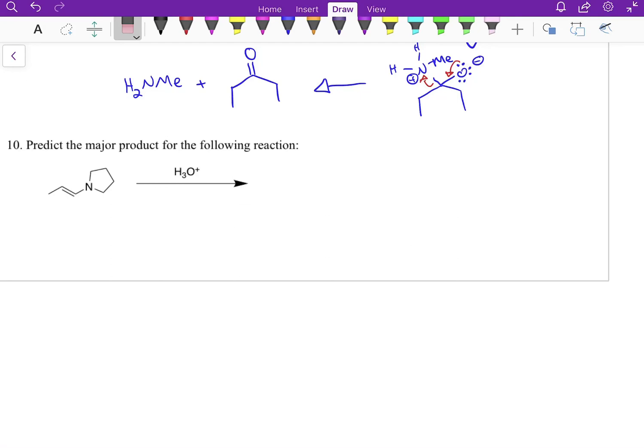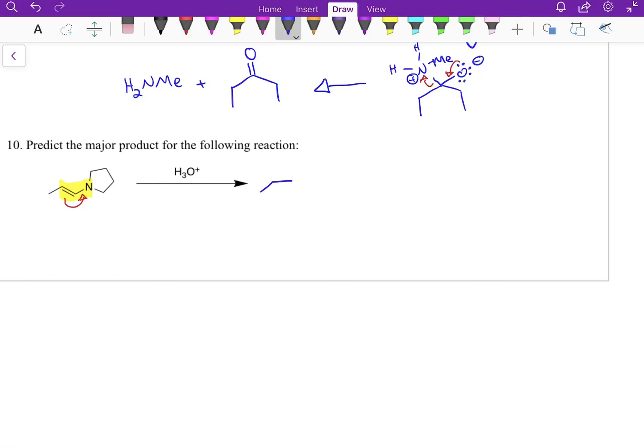So we're going to predict the major product for the following reaction. So if we look at the double bond and the location of it, we see that it's not directly attached to the nitrogen, meaning that this is an enamine. And if we think about how the original starting material for an enamine is, we know that the double bond actually moves. So originally, it's going to be over here.